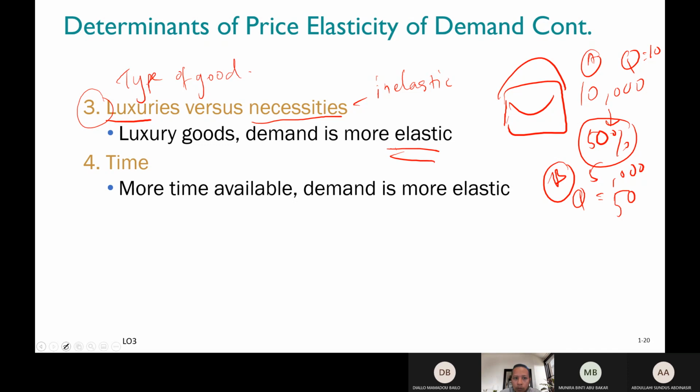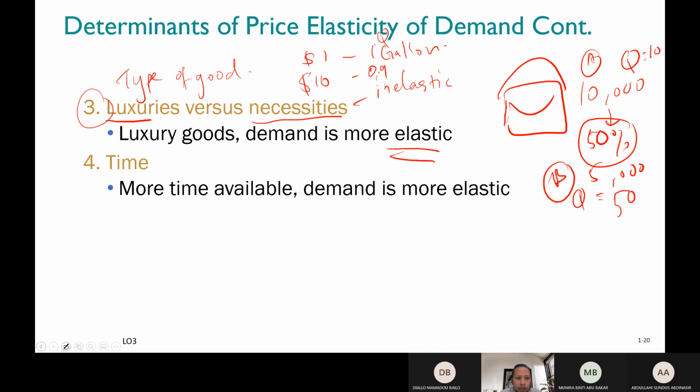But for water, for necessities, the quantity doesn't change much. So if let's say 1 gallon of water is being sold for $1, but now the price increased to 10, people wouldn't change much in terms of how much water they consume. Maybe it will only reduce to 0.9 in terms of the quantity being bought. So in that sense, it is inelastic.